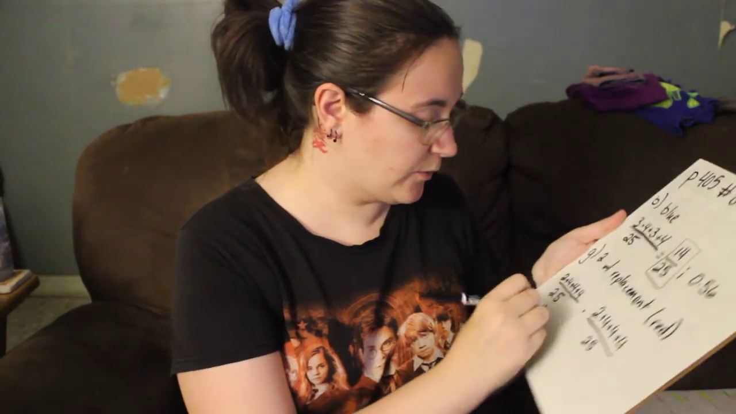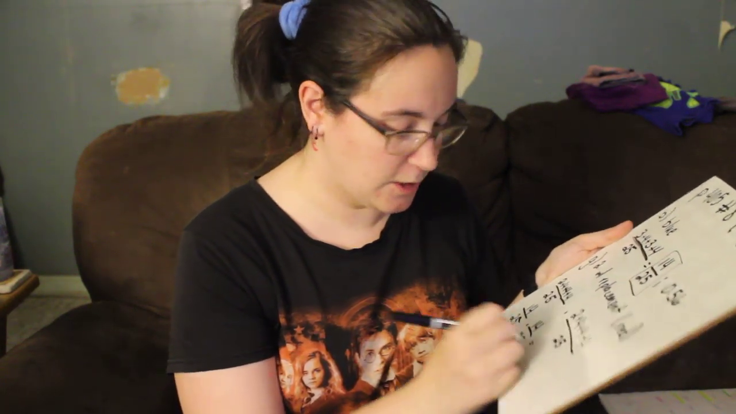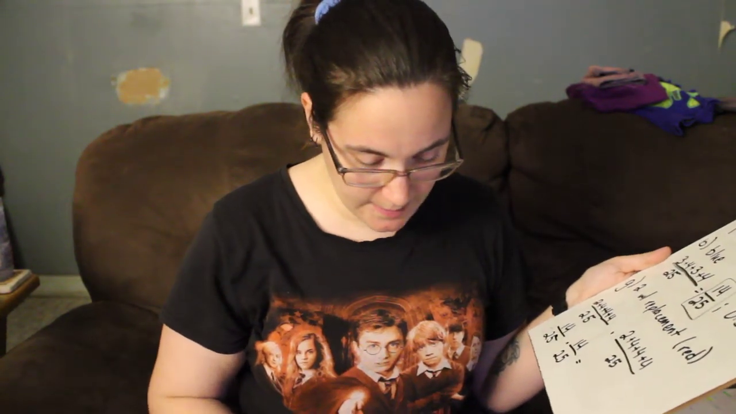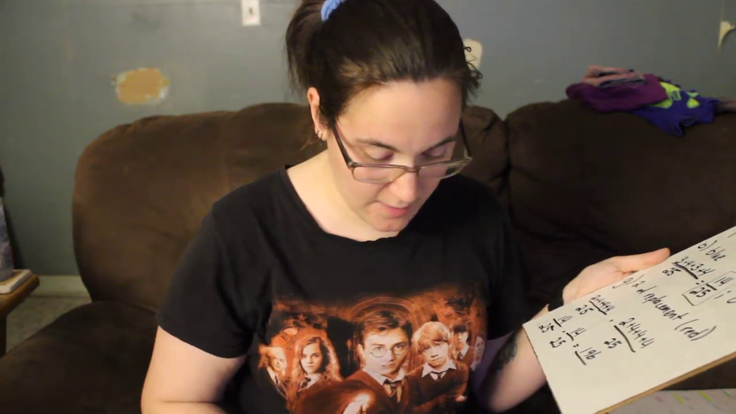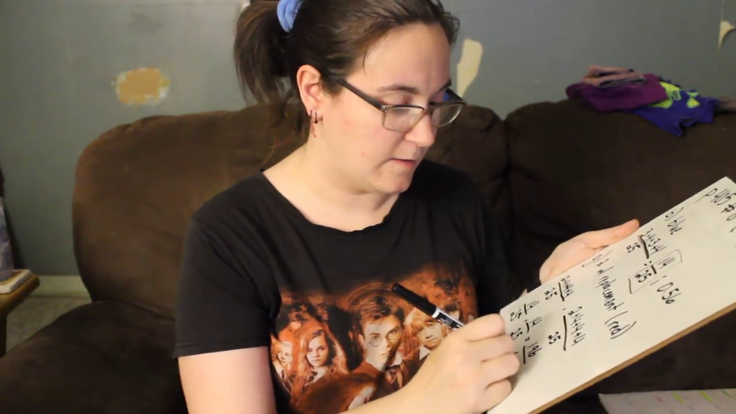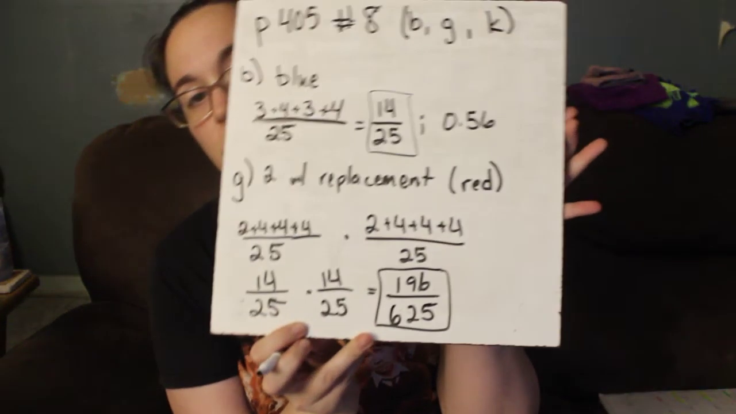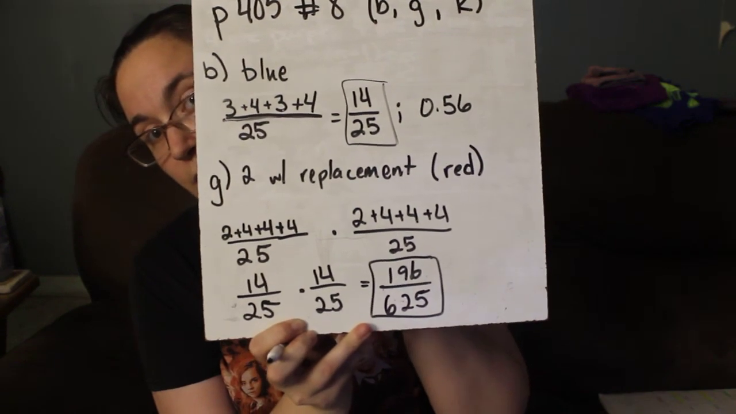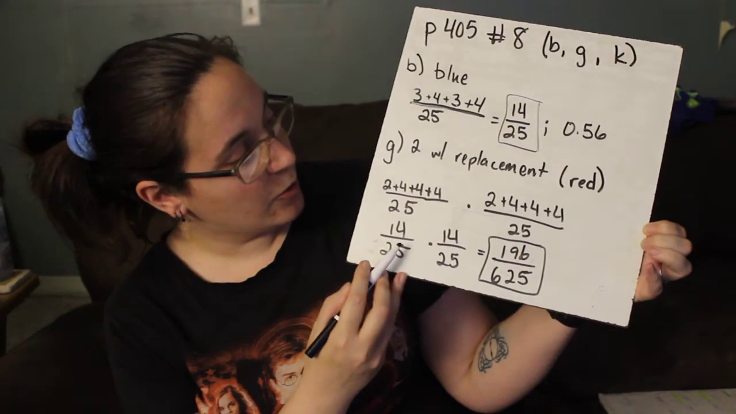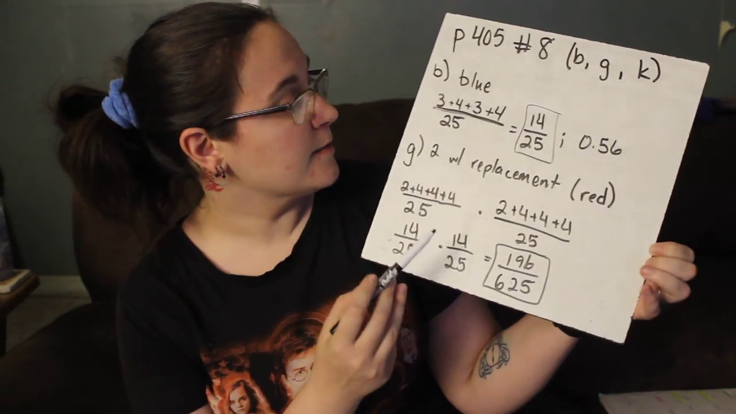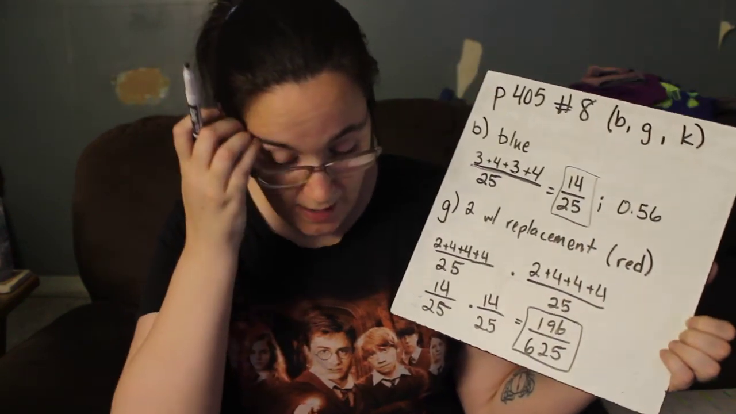And remember, it says with replacement, so this is going to be multiplication. So I'm going to do 14 over 25 times 14 over 25. So 14 times 14 gives me 196 over 25 times 25, which gives me 625. Okay, if they have replacement, you are just simply going to multiply the fractions, okay? Now, it may be something like, what if I were to pull a red marble with replacement and then a blue marble with replacement? Notice how my blue came out still being 14 over 25. I would still do that, okay?